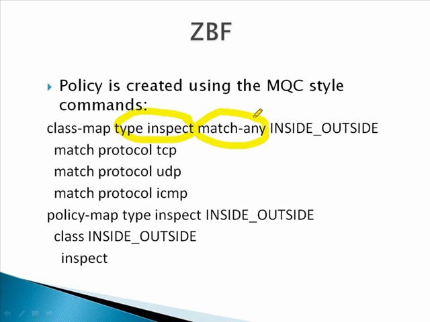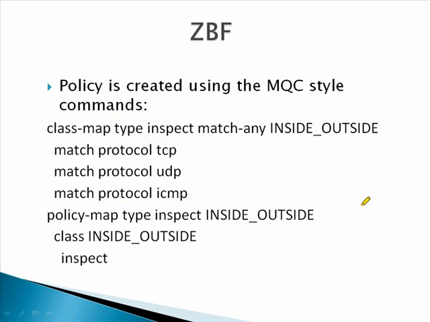Match any, which means any one of these protocols, not all three of them together. And then you give it a name. I call this inside, outside. That helps me keep it straight in my head. So I'm going to match all of these protocols, match protocol TCP, UDP, or ICMP. So again, to trip this policy, it only has to match one of these. Obviously, a packet can't be both TCP, UDP, and ICMP. So that's our class map to identify traffic.